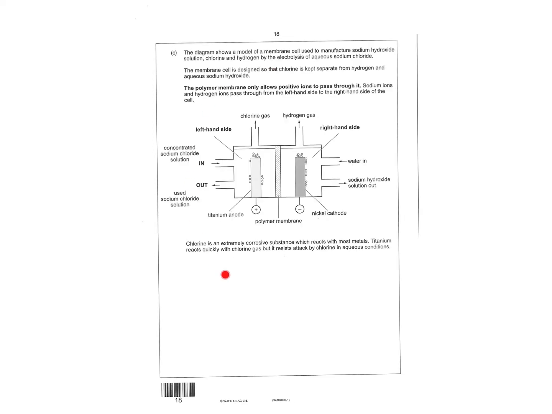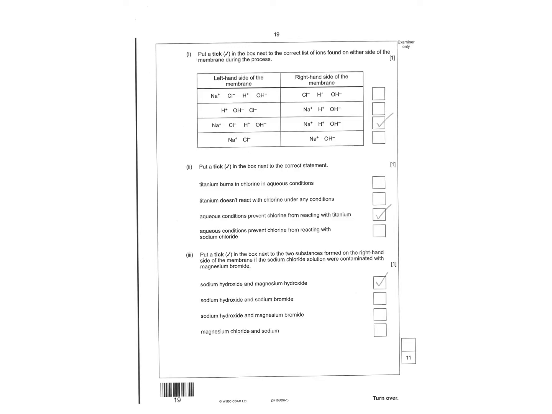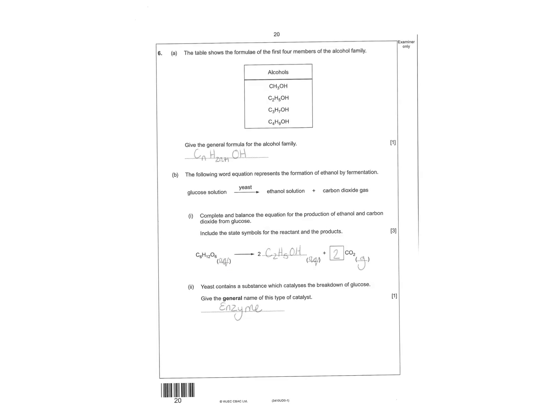This then is a lot of information to answer some questions. Okay, so you had to pick the answers to the boxes. Okay, so all the information was in the previous slide in terms of the questions. So aqueous conditions prevent chlorine from reacting with titanium. Sodium hydroxide and magnesium hydroxide are the 2 substances that are formed on the right hand side.